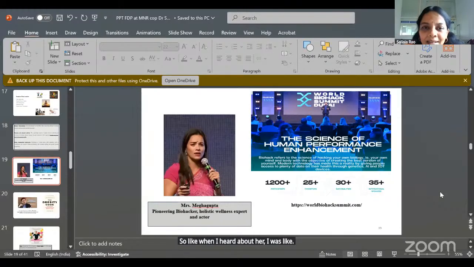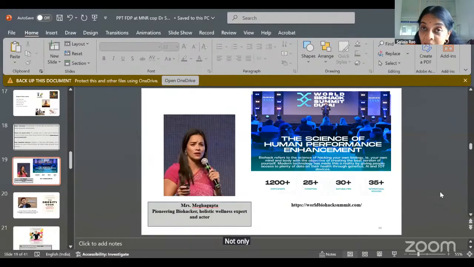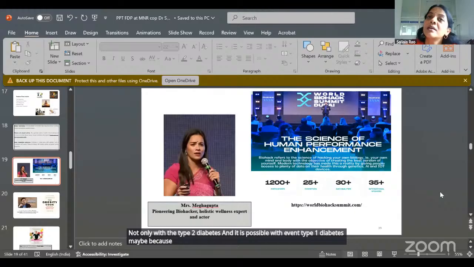When I heard about her, I was overwhelmed and excited. Yes, this can be possible in every disease, not only type 2 diabetes, it is possible even with type 1 diabetes. Maybe because of her age, she was able to reverse type 1 diabetes, which is highly impossible.